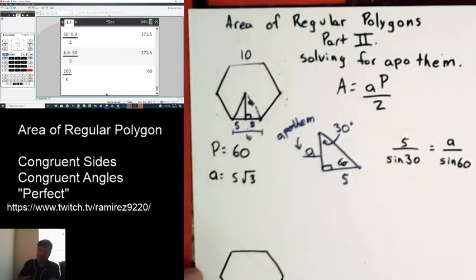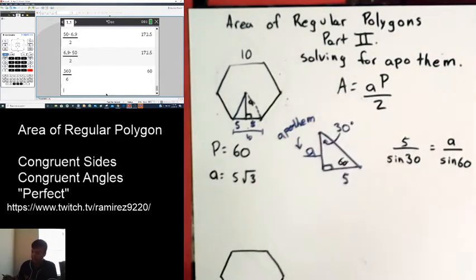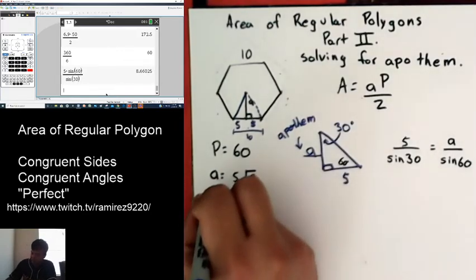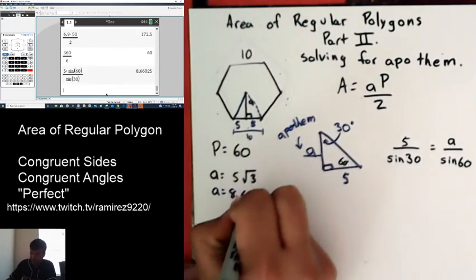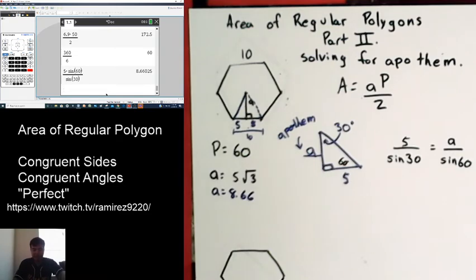And again, I recently posted a video on this, so just go back and check that out. But basically, I cross multiply, and so it's 5 times the sine of 60 divided by the sine of 30. So I get 8.66. So I know that A is 8.66. And just so you guys could see, 5 times the square root of 3 will give me exactly the same thing.